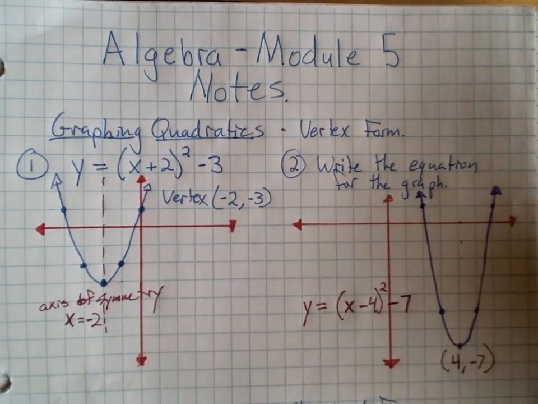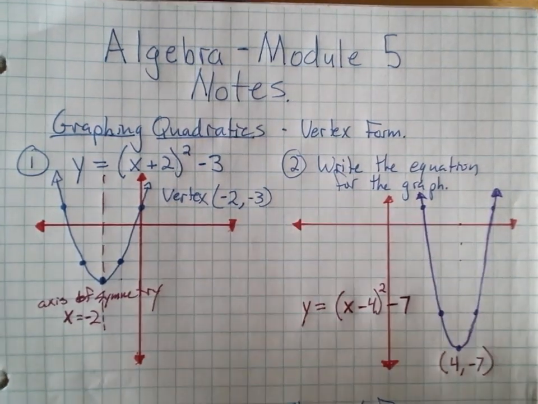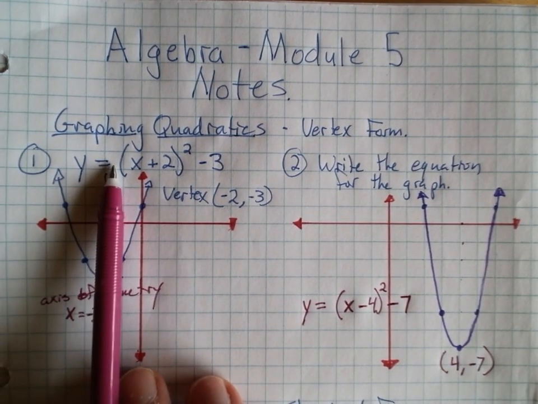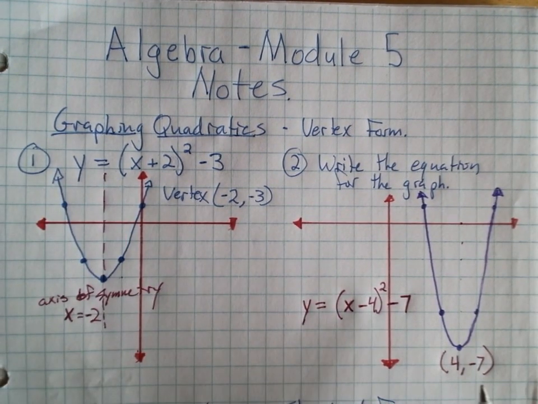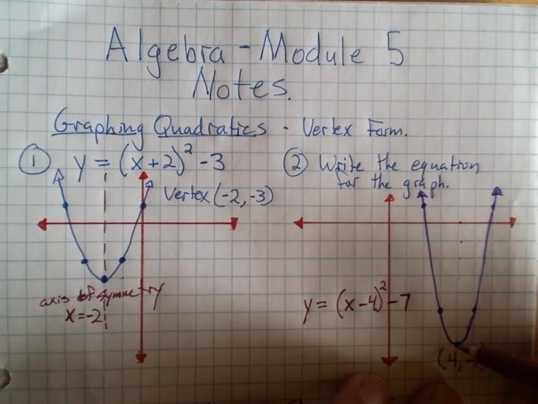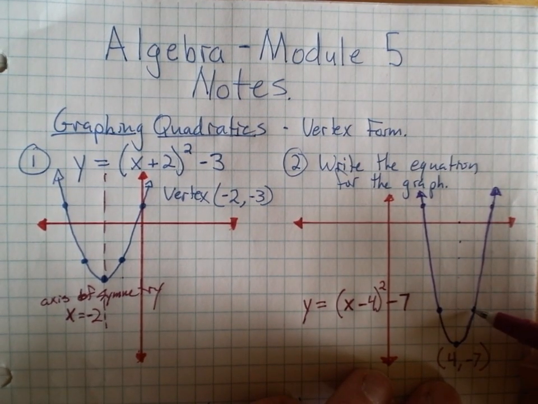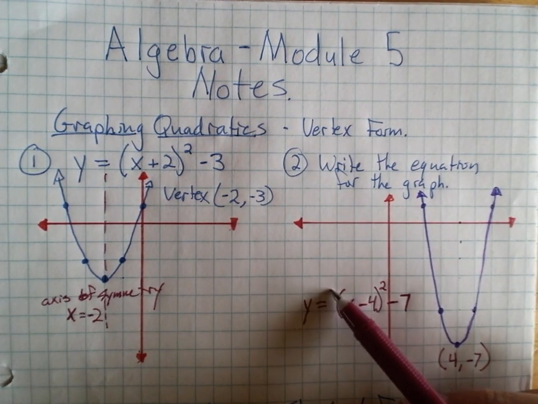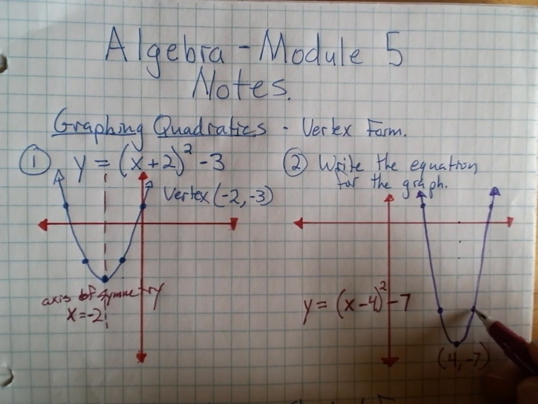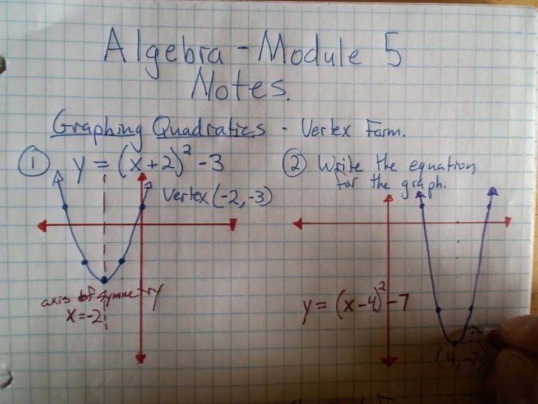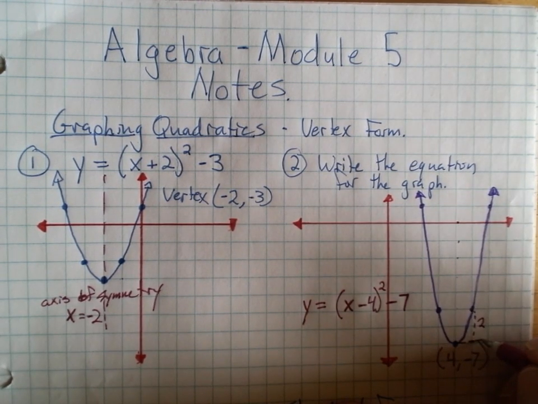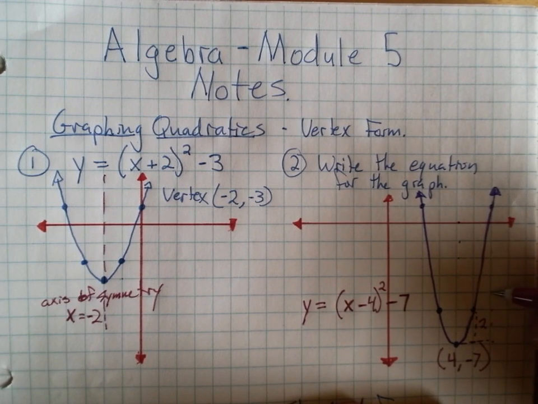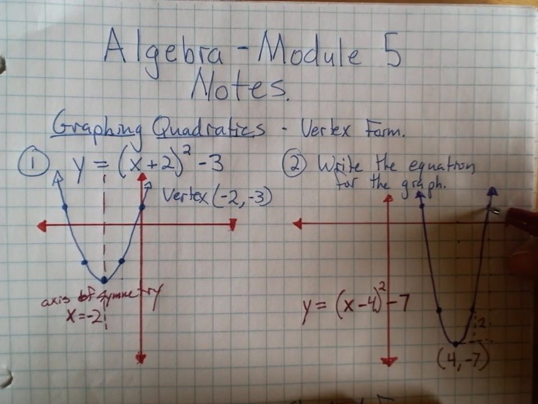So I'm writing the equation now. But we can't think we're done, because we always have to check for that multiplier. Like here it was 1. Here, notice that I'm going over 1, up 2. It's supposed to be over 1, up 1 if there's not a number here. But I'm going over 1, up 2. I'm going over 2, up 1, 2, 3, 4, 5, 6, 7, 8.